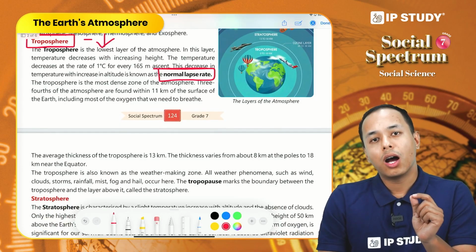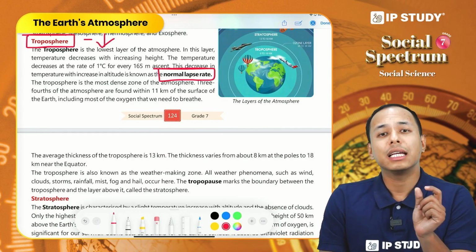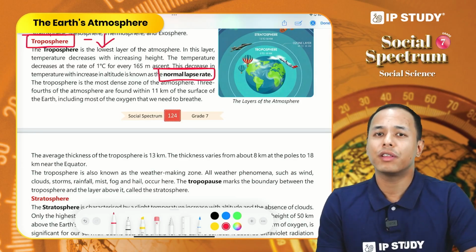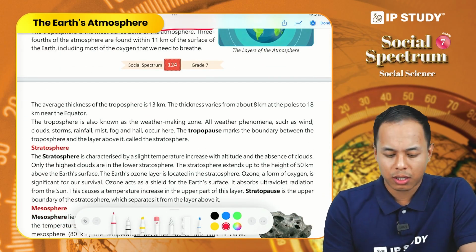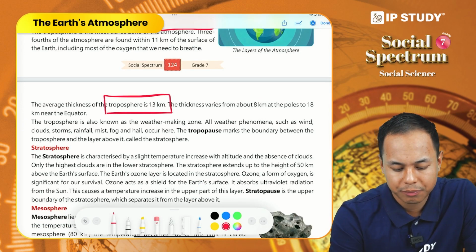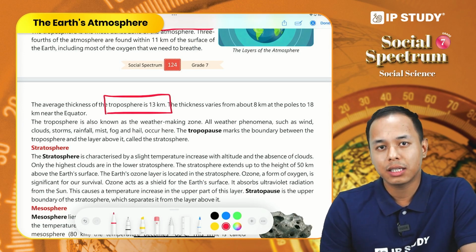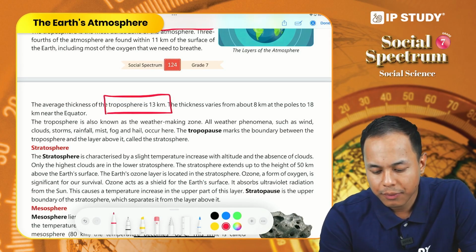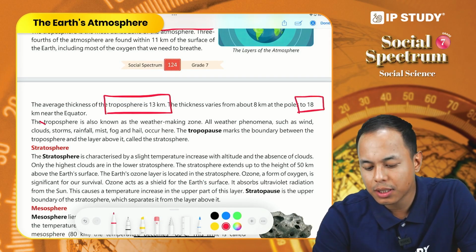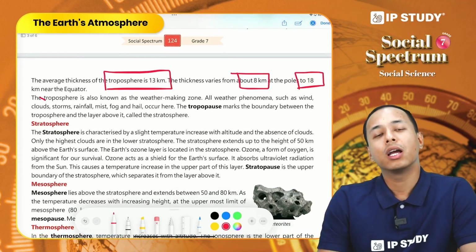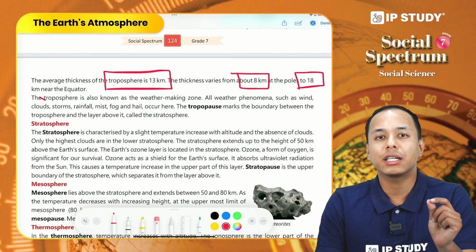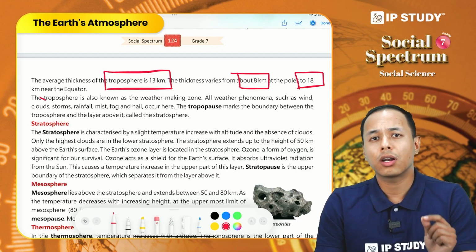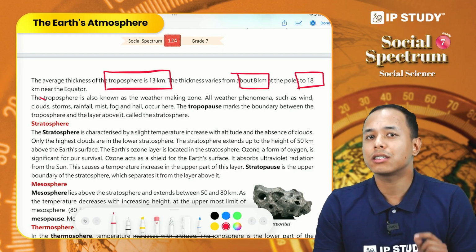Another important characteristic is that the troposphere is the densest zone of the atmosphere. The average thickness or altitude of the troposphere is 13 kilometers. However, this also varies at the equator and poles. At the equator, it is almost 18 kilometers, and at the poles, it is almost 8 kilometers. And we should also know that the troposphere is also called the weather making zone, because all the weather related phenomena like rainfall, cloud, storms, fog, mist exist in this zone only.